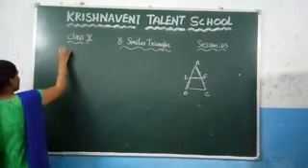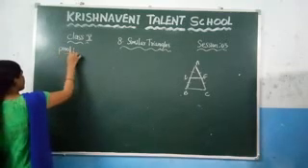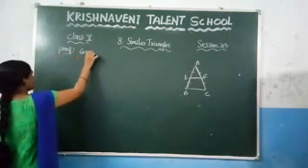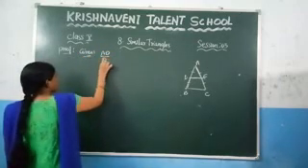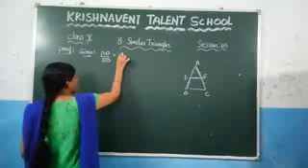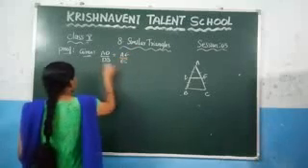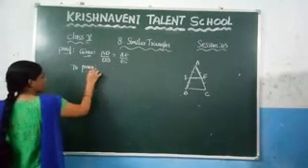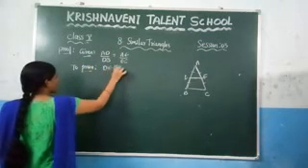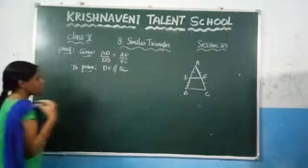So here, I am writing the proof. What is given? They have given AD by DB is equal to AE by EC. What we need to prove? To prove DE is parallel to BC. Okay? This one you need to prove.